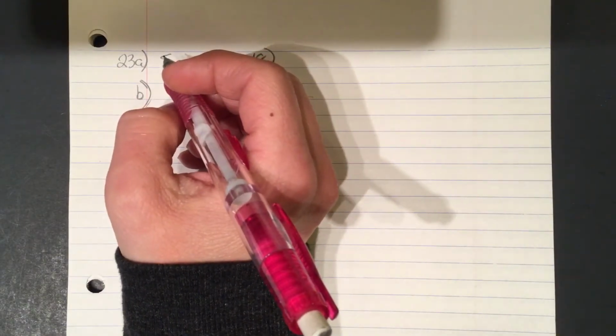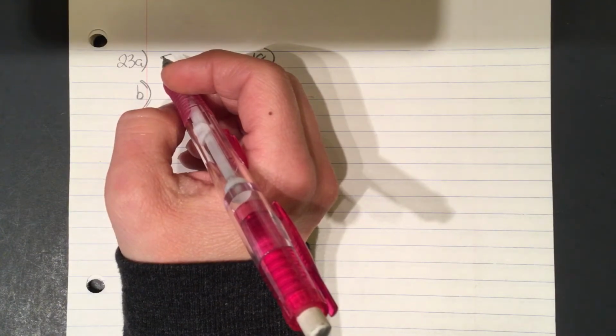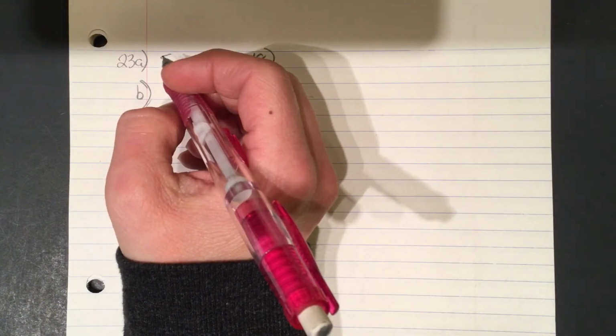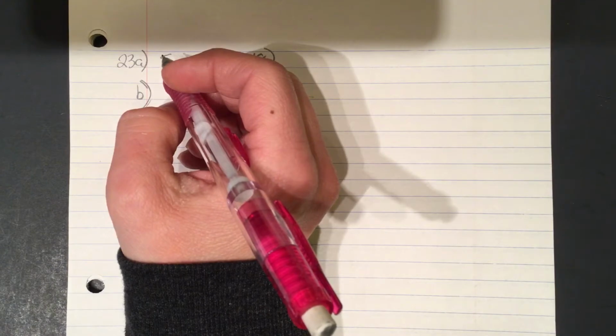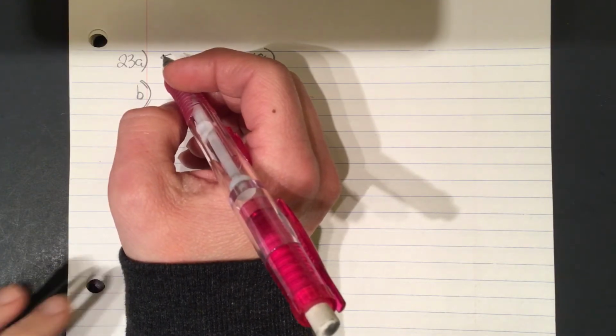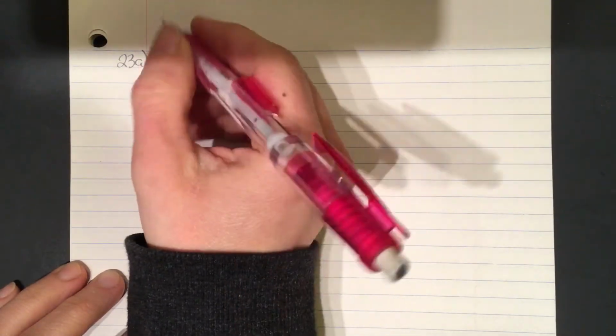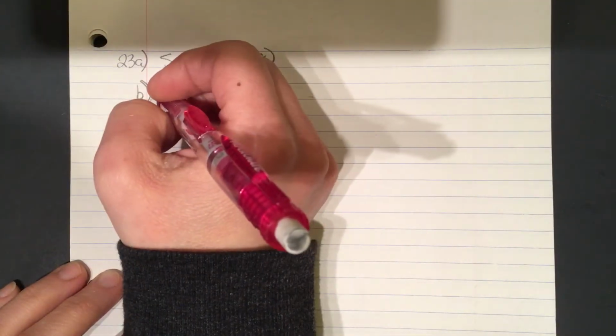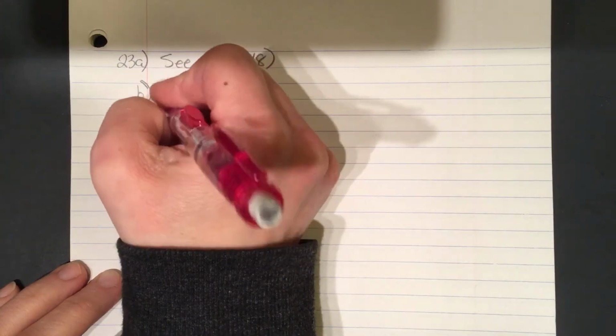23B says, what is the temperature of 0.257 moles of O2 occupying 6.78 liters at 0.856 atmospheres? So, we're going to use PV equals nRT.